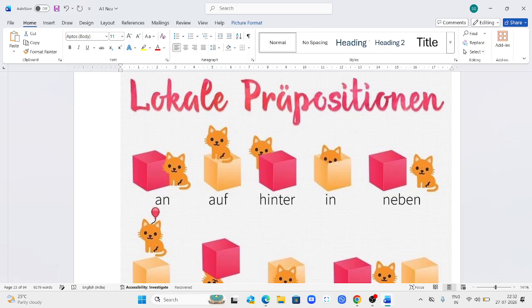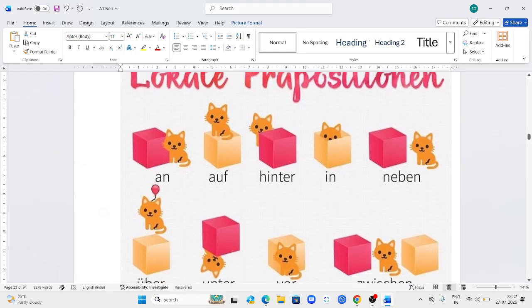Okay? This is nothing. As you can see in the picture, it shows the location of the object. If the object is in front of the box, you can see there is a cat in front of the box. But how is it sitting? It is sitting touching the surface of the box. So it is on. When it is on, you say auf. When it is behind, you say hinter. When it is inside, you say in. Beside is neben. Neben means next to or beside.